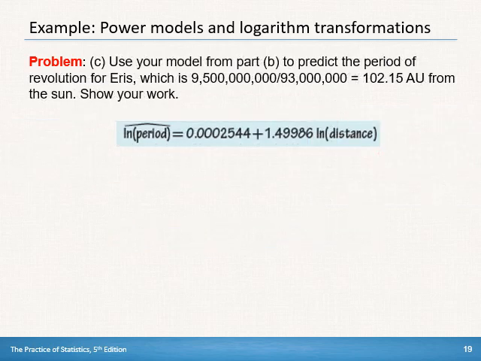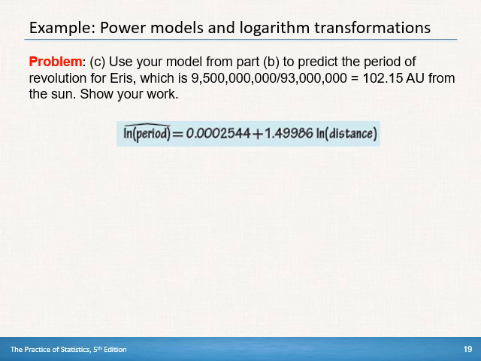All right, so now that we have a model, they want us to use this model to predict the period of revolution for this new planet Iris, which is 9.5 billion astronomical miles. And so we just want to convert that to astronomical. So remember, the Earth is 93 million miles. And so that ratio will give us how many astronomical units this new planet is from the sun.